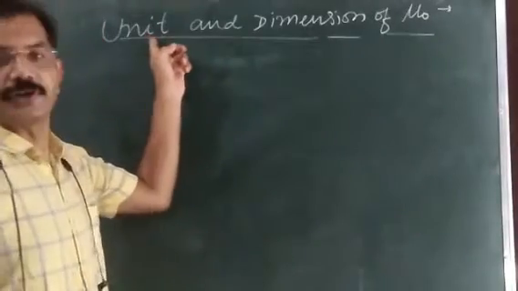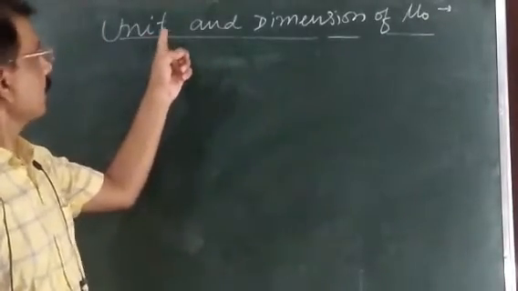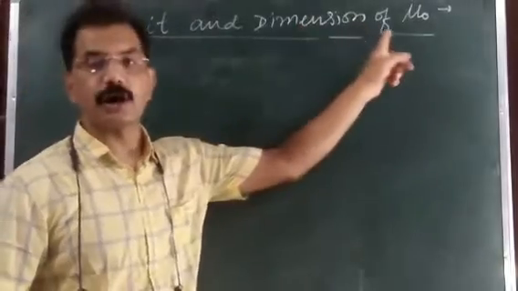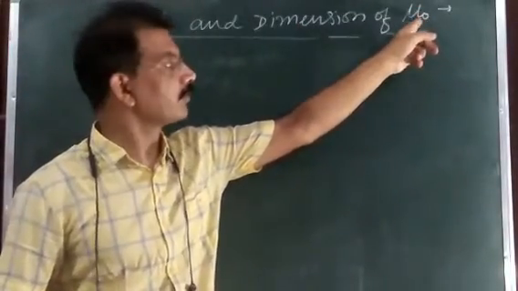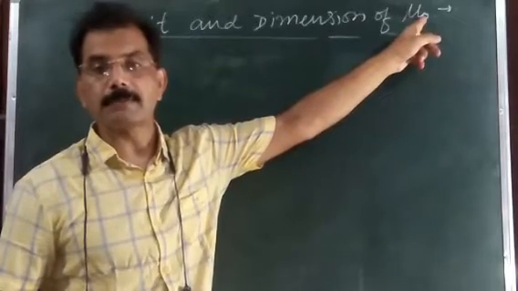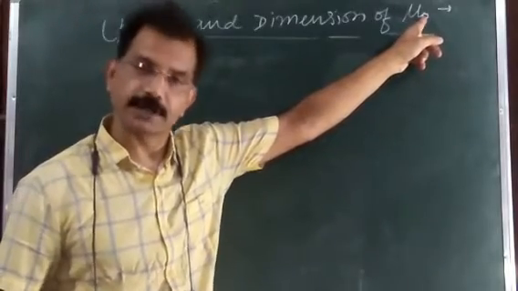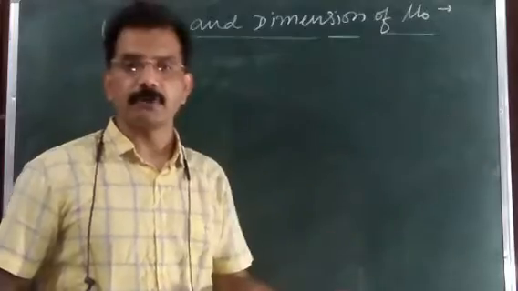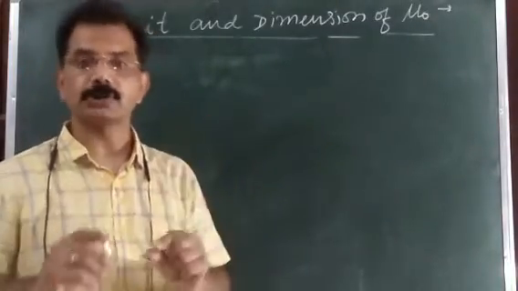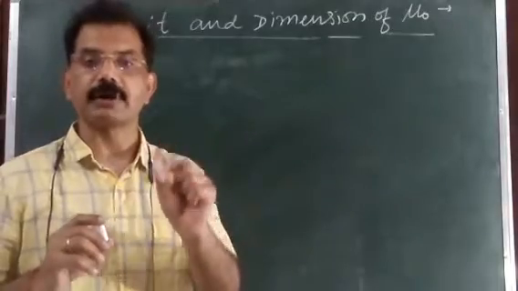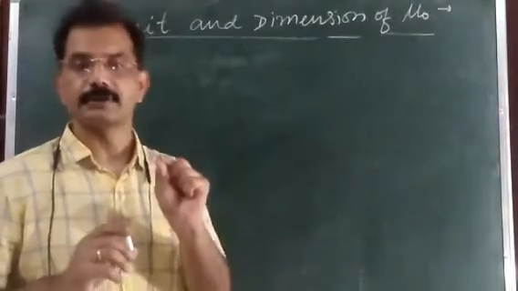Today, in this video, I am going to discuss the unit and dimension of mu naught. I hope all of you are familiar with this term mu naught. This one is called the permeability of free space. In the previous video, I already discussed the Biot law. And you know, Biot law is always calculated for a small current element.